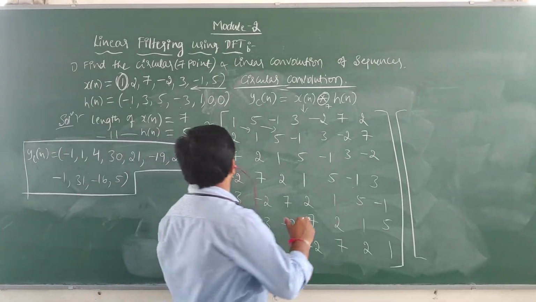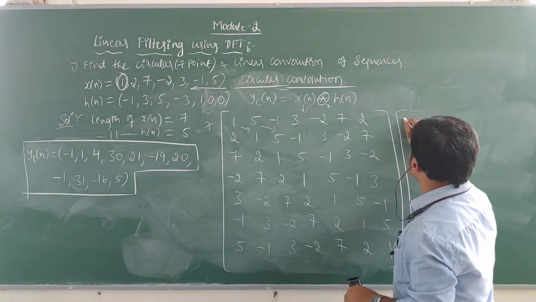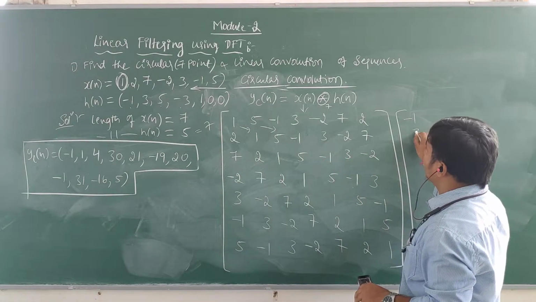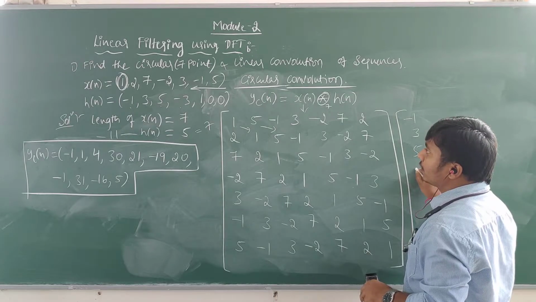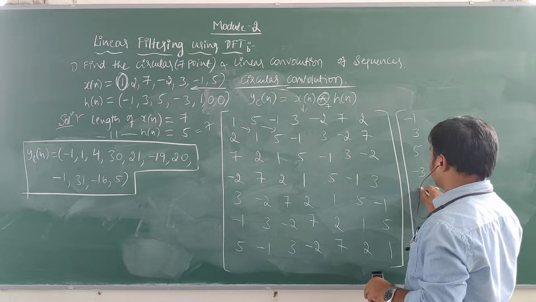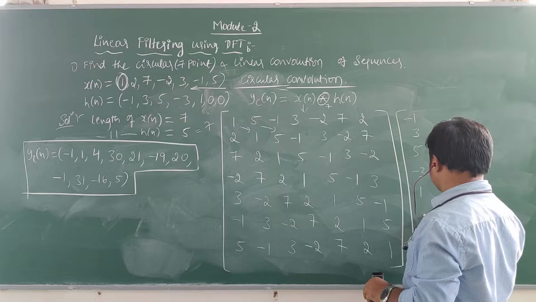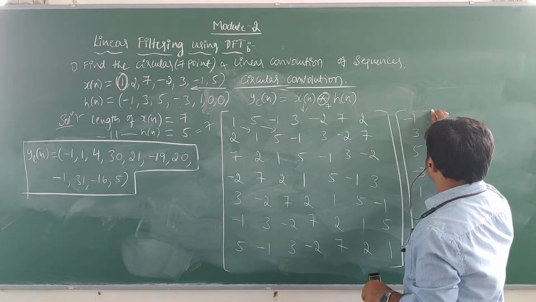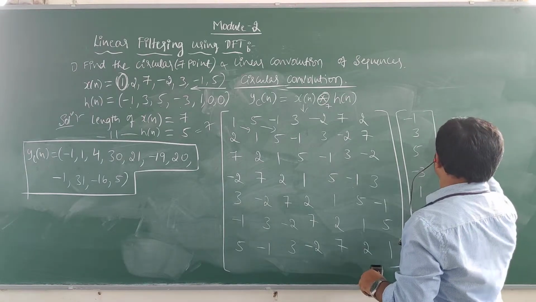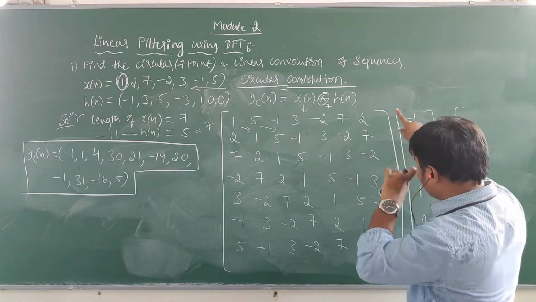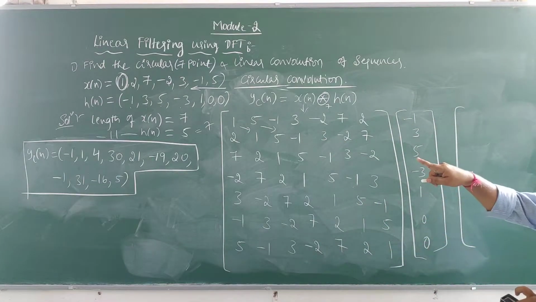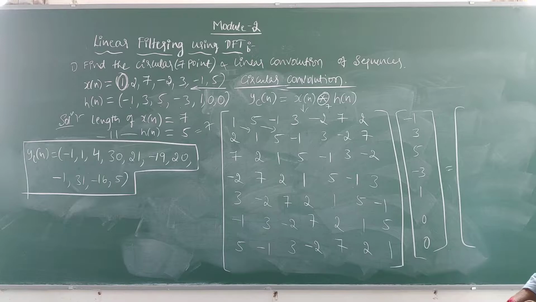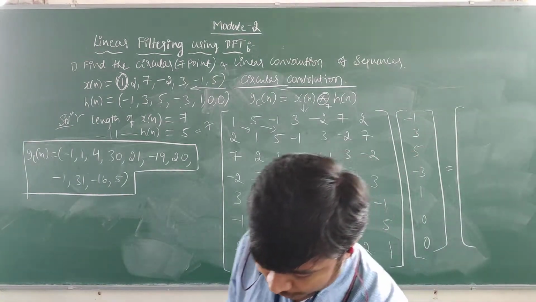So H of n is minus 1, 3, 5, minus 3, 1, 0, 0. Now multiply. First row with first column, second row with first column. Like that you multiply.